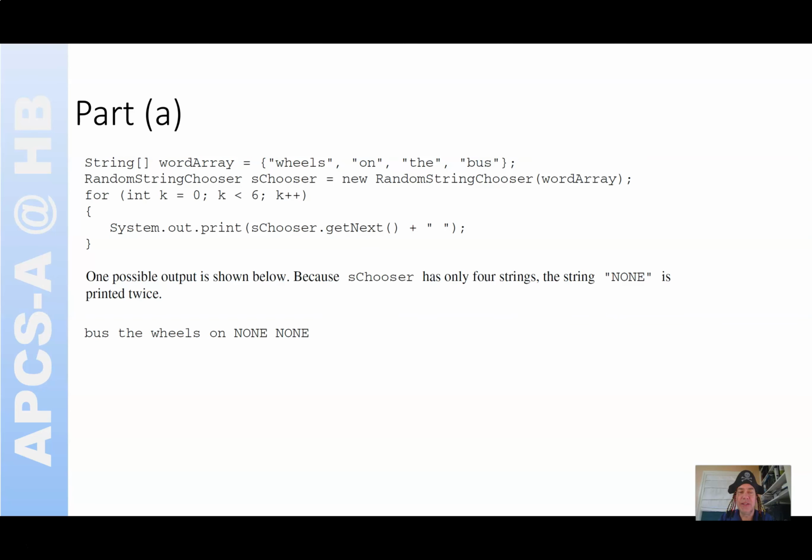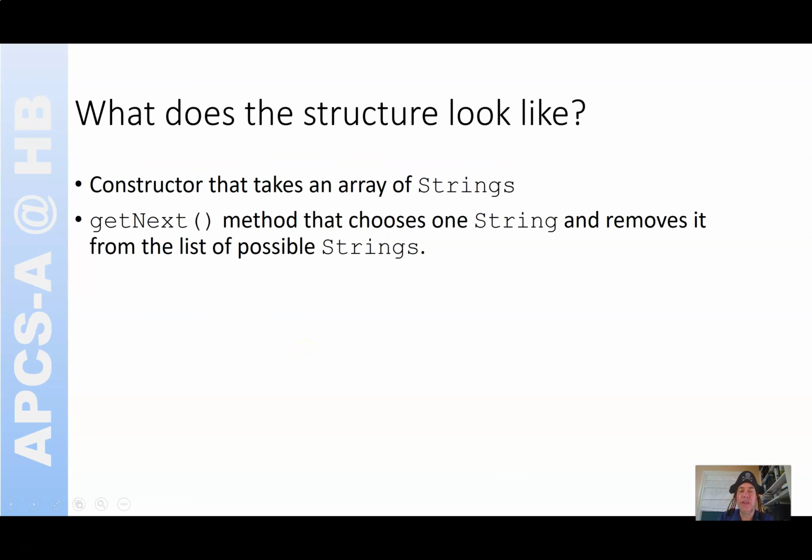Good. Now let's look at this specific question. You were to talk about a random string chooser, which took a whole list of strings. It took an array of strings, and then it would choose random items from that list without repetition. So there you go. It would take wheels on the bus and choose 4 random strings. In this case, it was asked to choose 6 random strings, and so it would do bus the wheels on as one possible answer, and then none, because there were only 4 words in there. The structure, you need to create a constructor, and you need to create a getNext method.